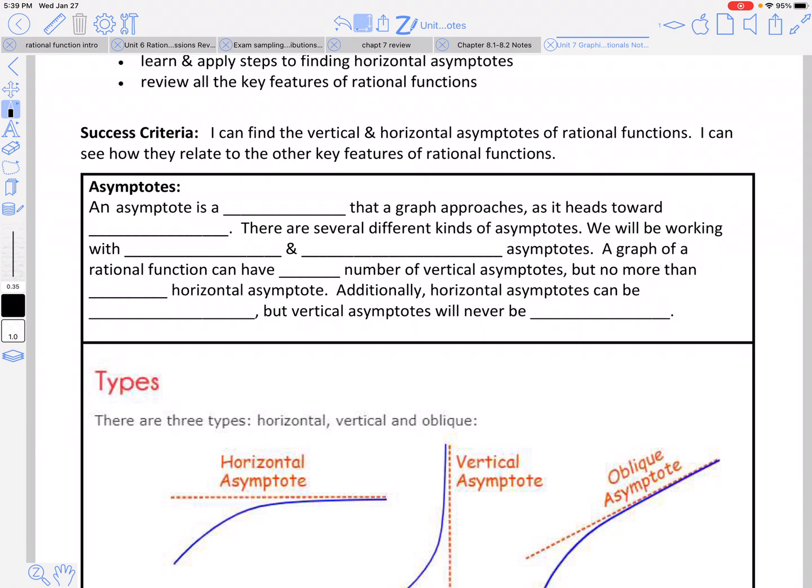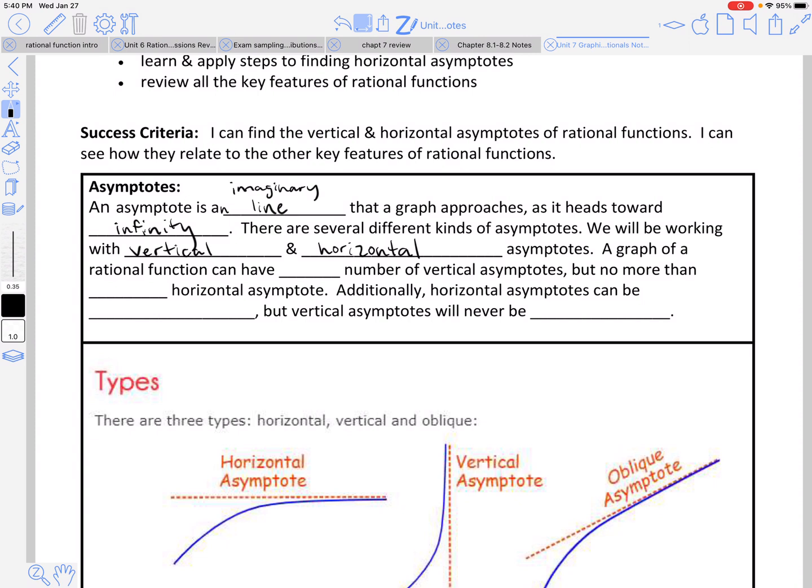So an asymptote is an imaginary line. You're not going to see it on your calculator, but it is a line, so we could have just said it's a line that a graph approaches as it heads toward infinity. And it can head towards negative infinity, but there are several different kinds of asymptotes. We'll be working with two types, the vertical and horizontal. We won't be working with the oblique today.